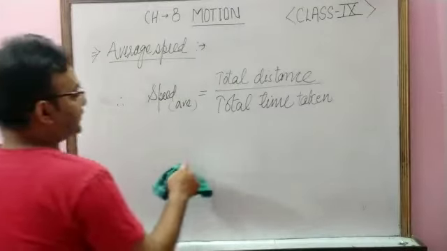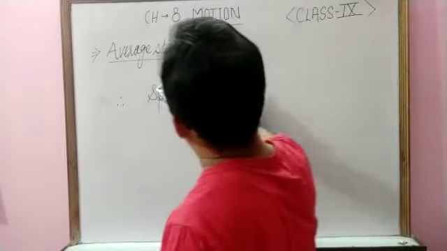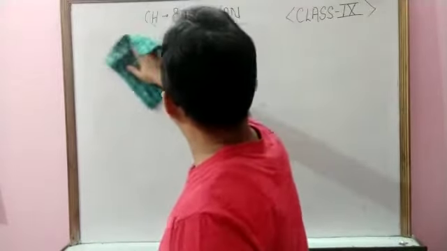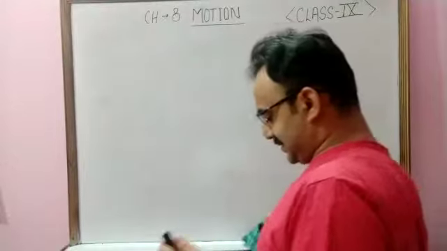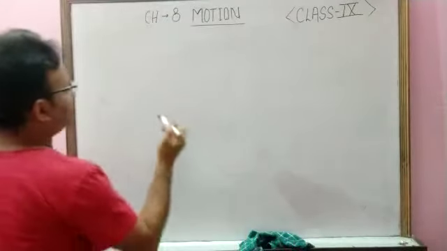Okay, learners, the SI unit of average speed will be the same as meter per second. Now, keep in mind two important points here.